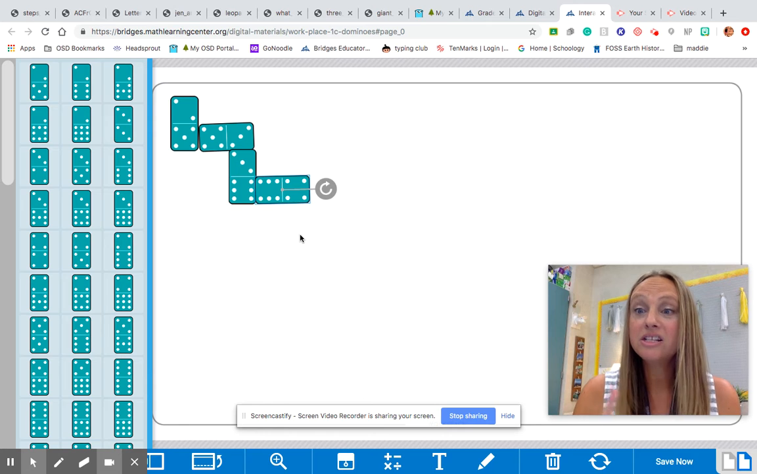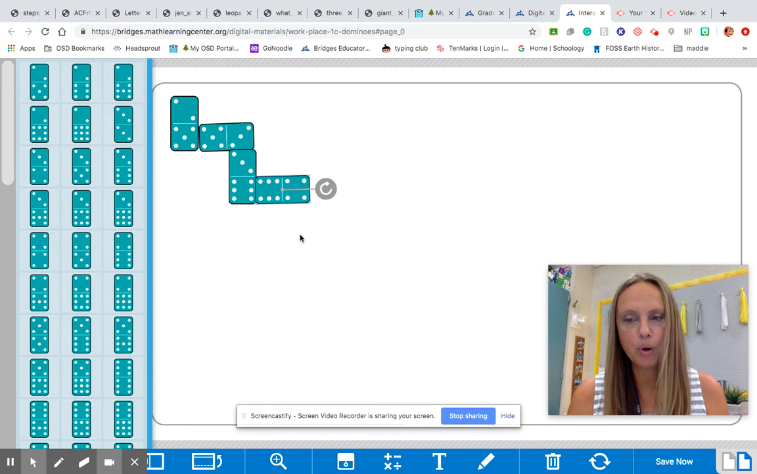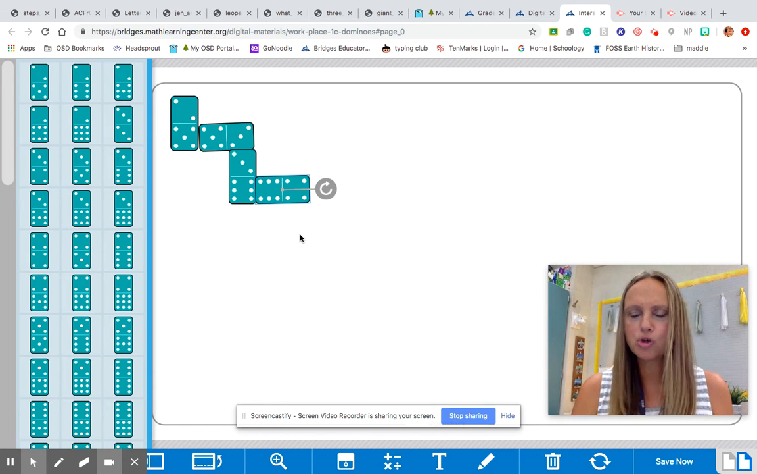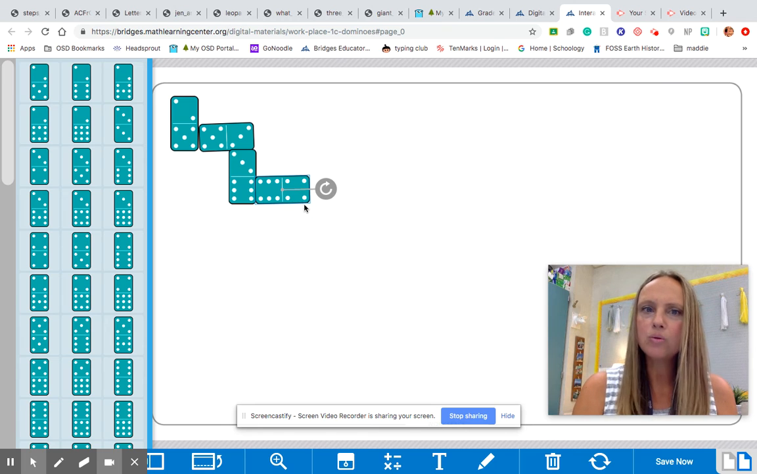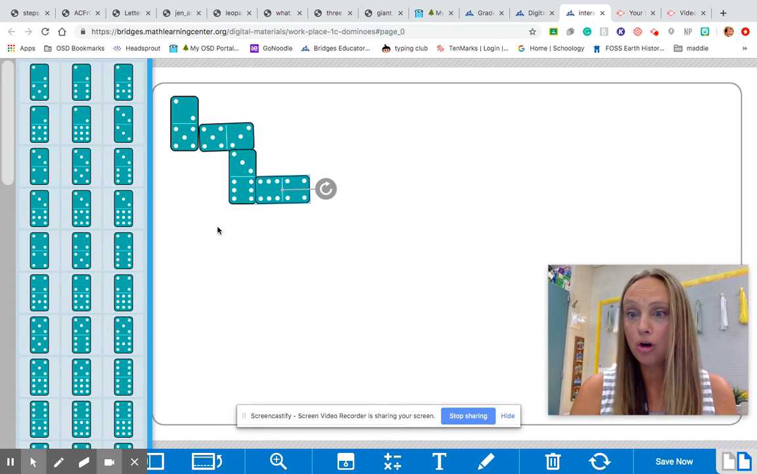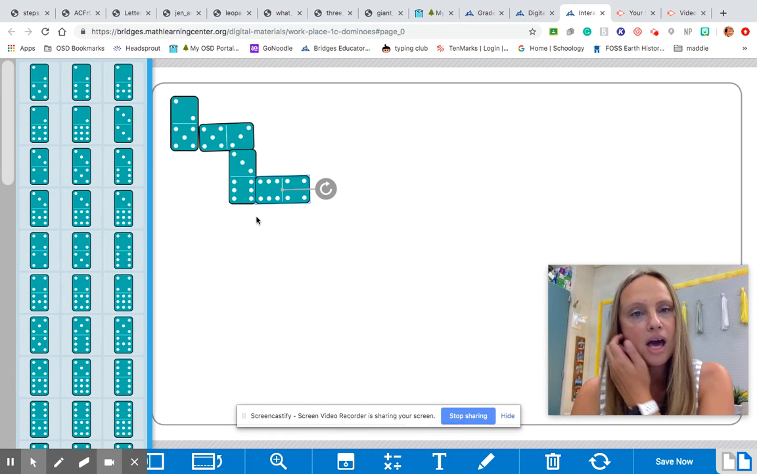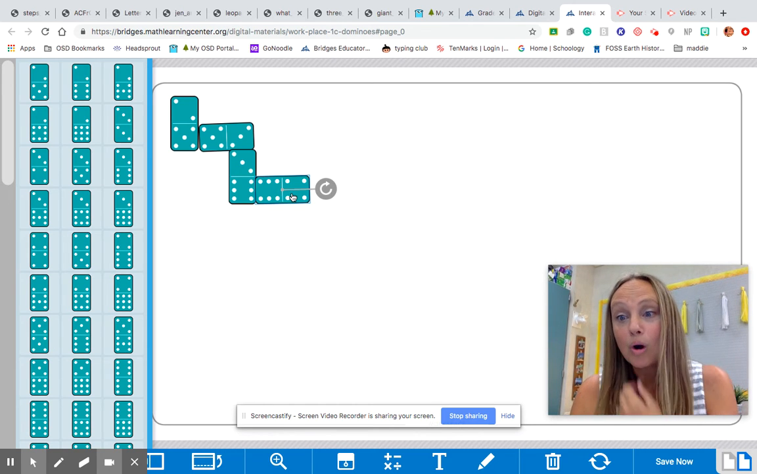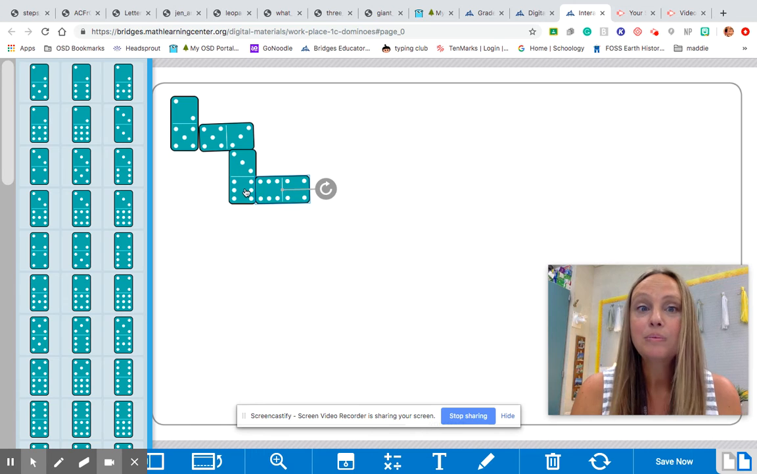An additional challenge for some of you, if you are up for it, is once you make your train, can you count how many dots you had all together in your train? So that would look like right now, Mrs. Myers has 6 plus 4, I know that's 10, plus 6 more is 16.